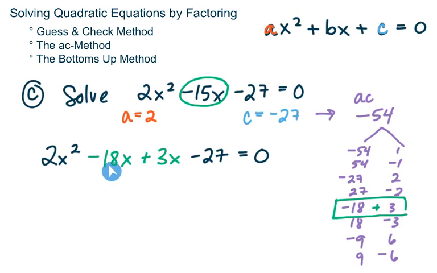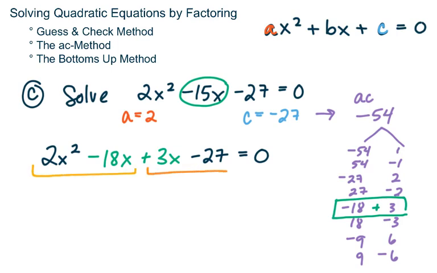One question I always get here is, does the order matter? And no, the order does not matter. You could have said positive 3x minus 18x or negative 18x plus 3x. You'll get the same answer either way. So the order doesn't matter at all. So once we have it written like this, now we look at each of my two pairs.